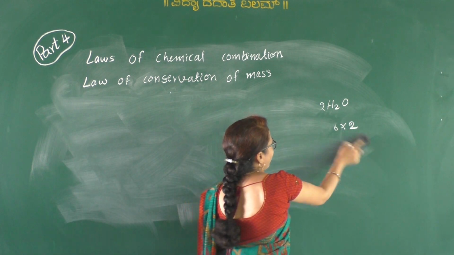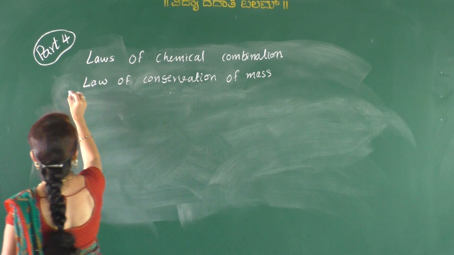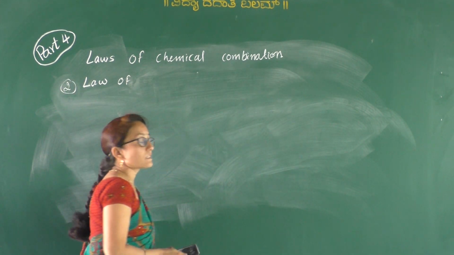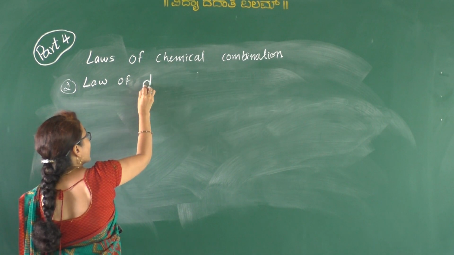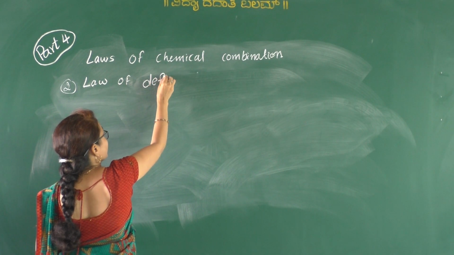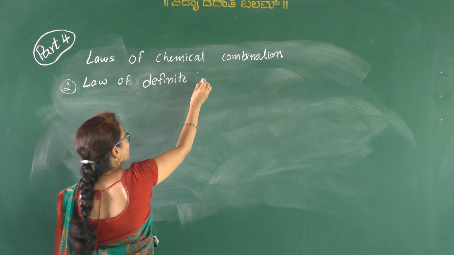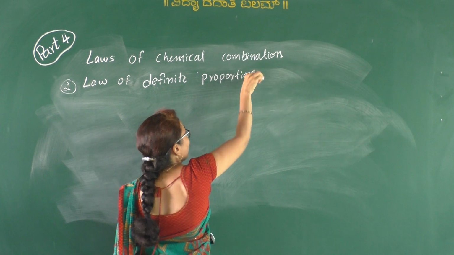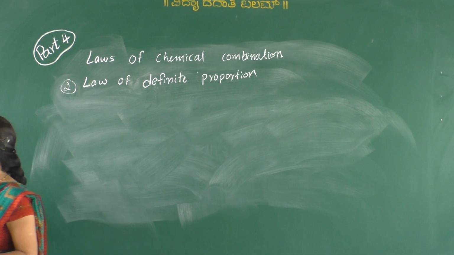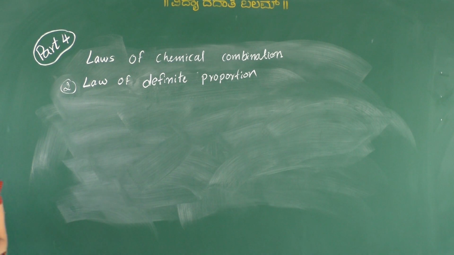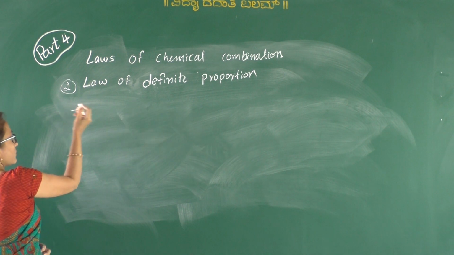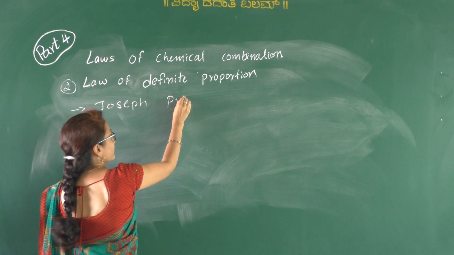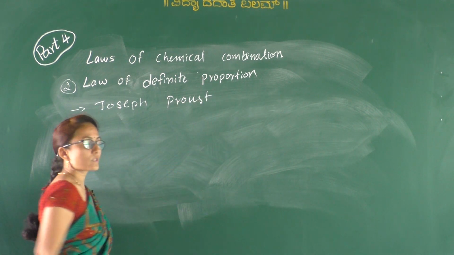Law of definite proportion. The second law is the law of constant proportion, or it is also called the law of definite proportion. This law was put forward by the scientist Joseph Proust.